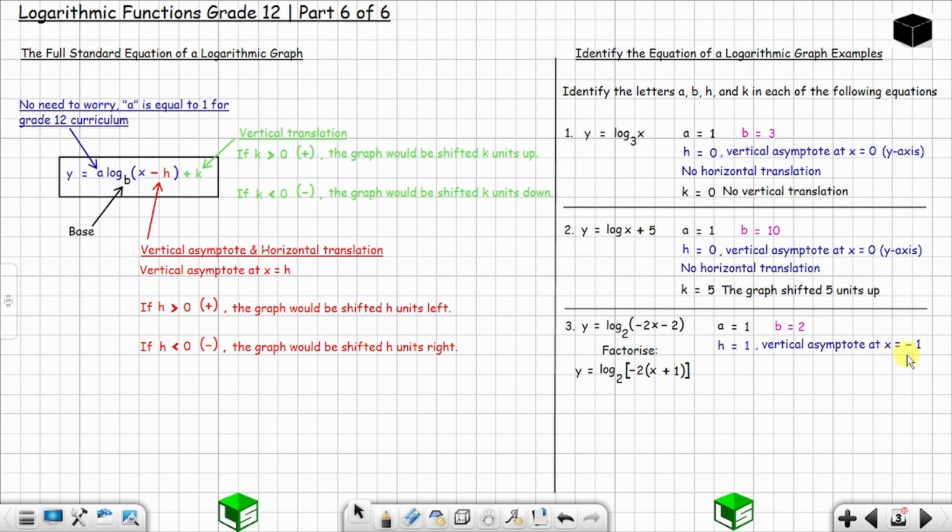You can try to sketch the graph. You will see that the vertical asymptote is at x is equal to negative 1. And now you can see that there is a horizontal translation by how many units? 1 unit to the left. When it is plus, it is to the left. So the graph shifted 1 unit to the left.